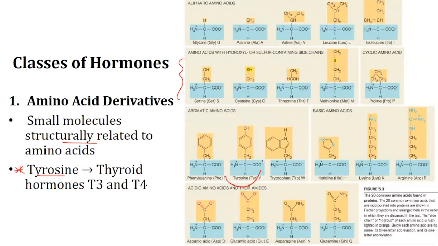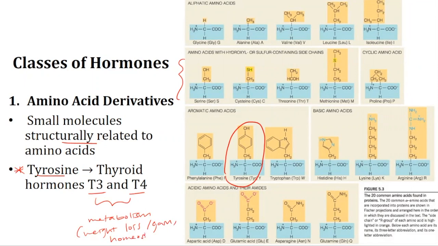You can see tyrosine here. It's a type of aromatic amino acid. Tyrosine can be converted into thyroid hormones, namely T3 and T4. And we know that these are important for regulating metabolism. Okay, so weight loss, weight gain, all types of homeostasis processes are controlled or regulated by these thyroid hormones.